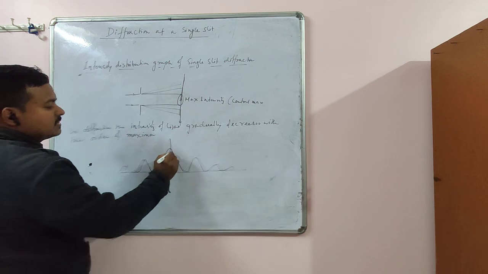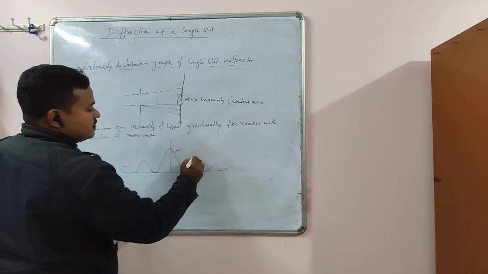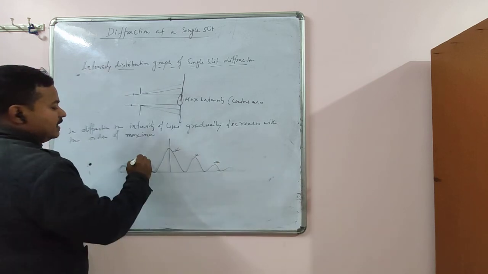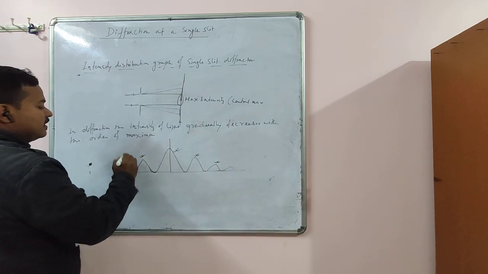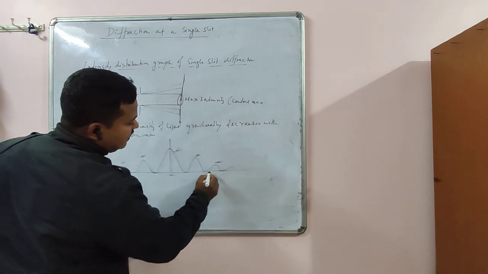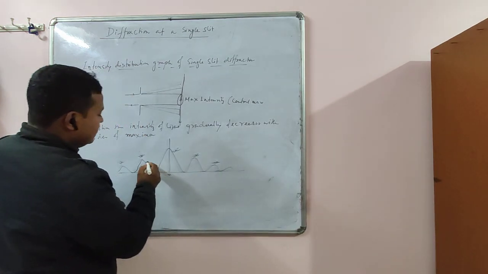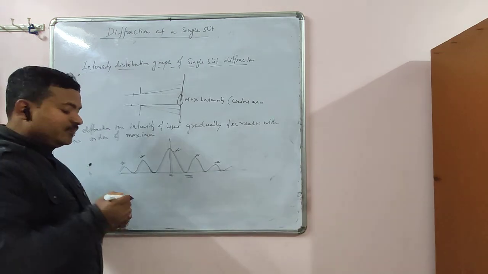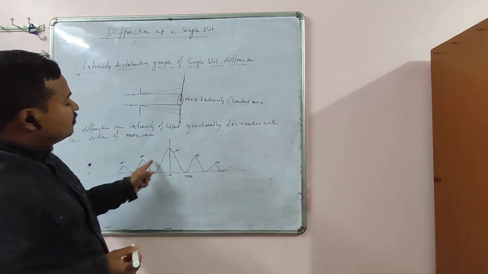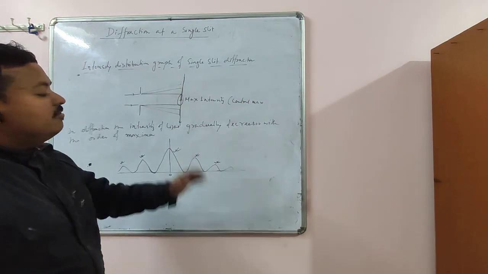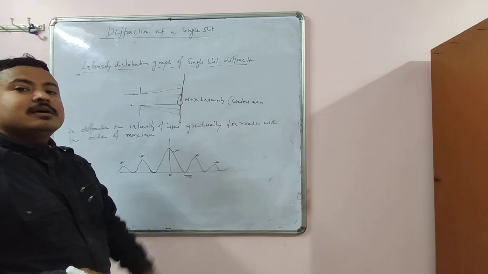So this will be the central maximum. This is the first secondary maximum, second secondary maximum. Here also first secondary maximum, second secondary maximum. That means as we go away from the center, the intensity gradually decreases. This is the case of diffraction. But in interference, you will find that all the bright fringes are of equal intensity. So this is one of the basic differences between interference and diffraction.